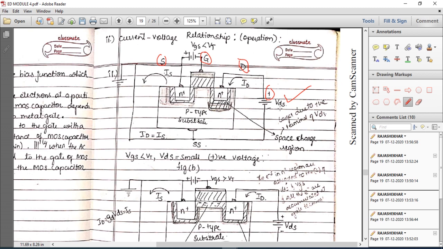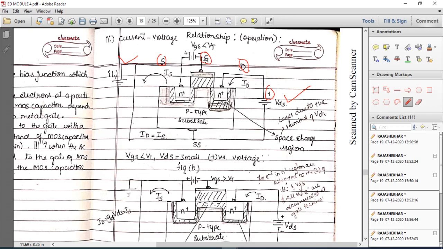This is VDS, the drain to source voltage, connected between the drain and the substrate terminal. Sometimes the substrate terminal is directly connected to the ground, which is shown here. So this is the fourth terminal, the substrate, where the negative terminal of the supply is connected to the ground. So the external voltage VDS is connected between the drain and the ground, whereas positive is connected to the drain and negative is connected to the ground.